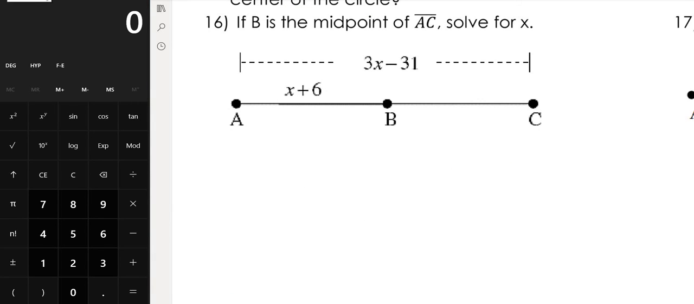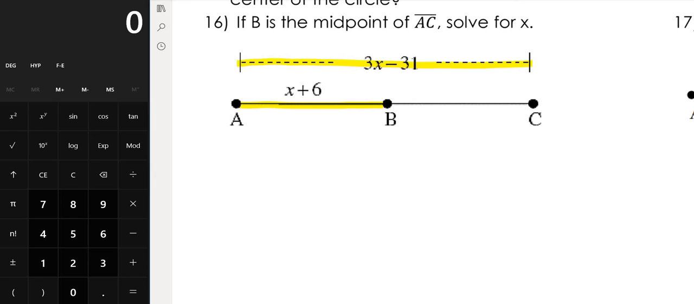Number 16. Now before I even start reading, I'm going to look at this visual. I'm going to get familiar with it. Okay, so I have a line segment called AC. I have a point B that's in between A and C. They give me the length of the entire line segment, which is 3x minus 31. And then they give me the length of just the left piece from A to B.